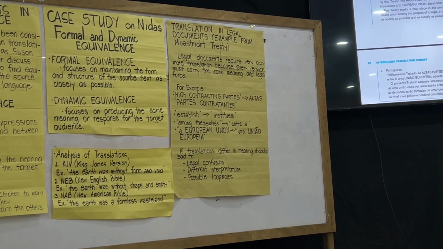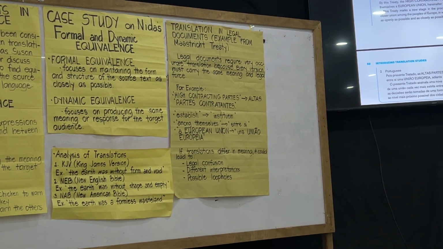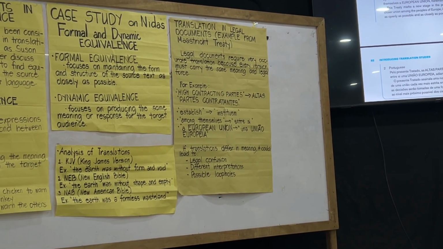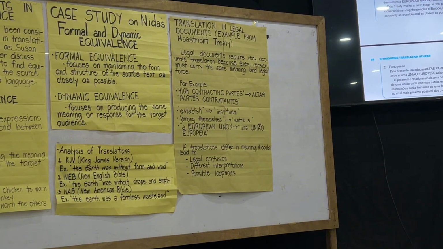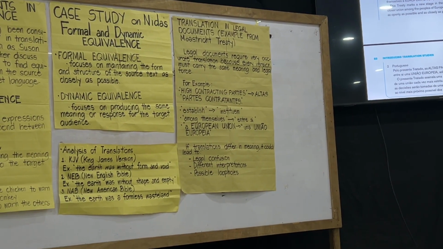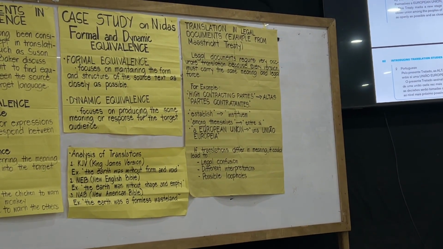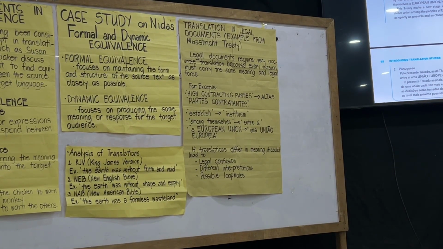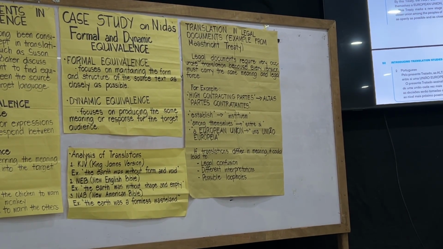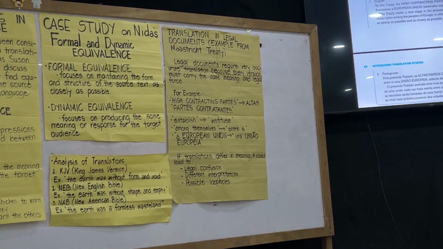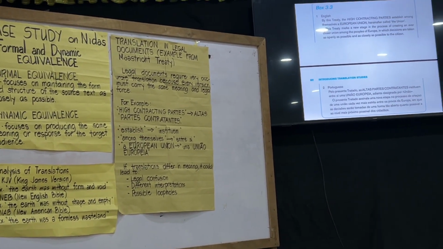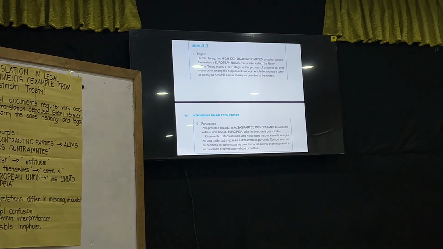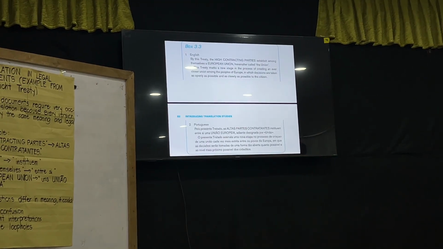An example of this can be seen in the Treaty of Maastricht, signed on February 7, 1992, which created the European Union. The treaty exists in several languages, and all versions are legally equal. Now we have here a Portuguese translation and an English translation.